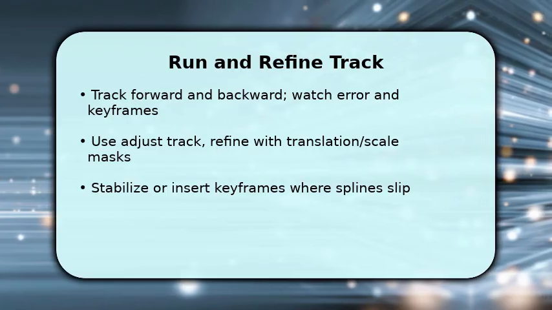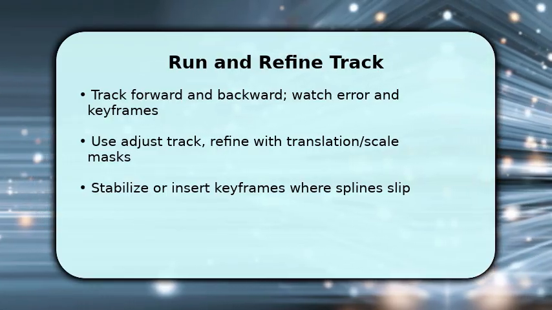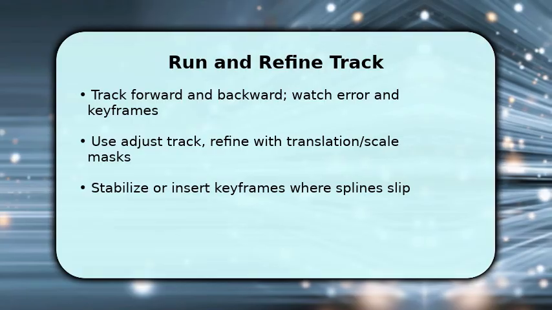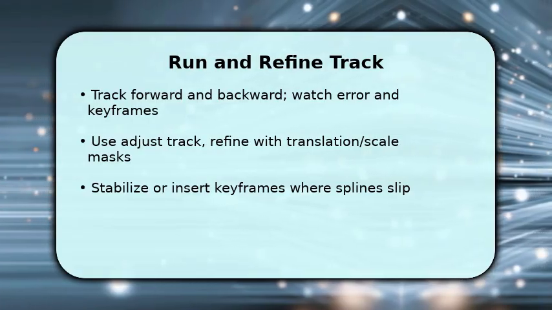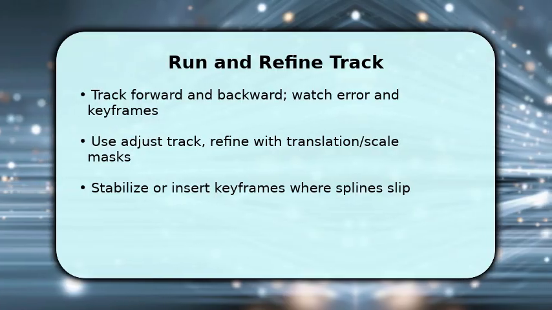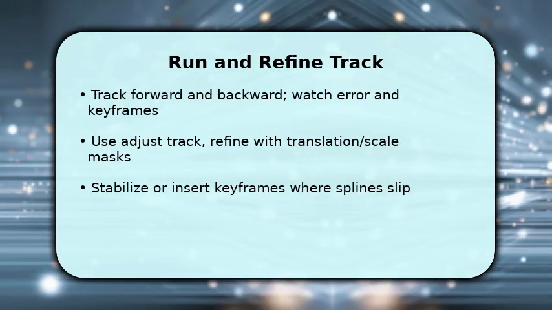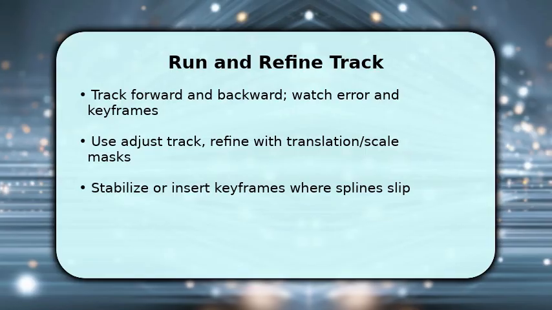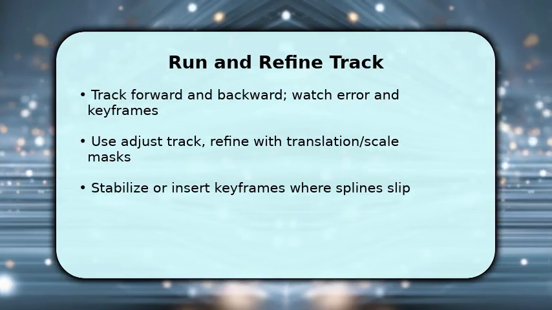Once done, refine with smaller roto shapes around problematic areas and enable translation-only tracks where necessary, because limiting parameters reduces error. If the object rotates or skews, toggle scale and shear and retrack those segments. Make sure to reevaluate the entire clip after each local correction.